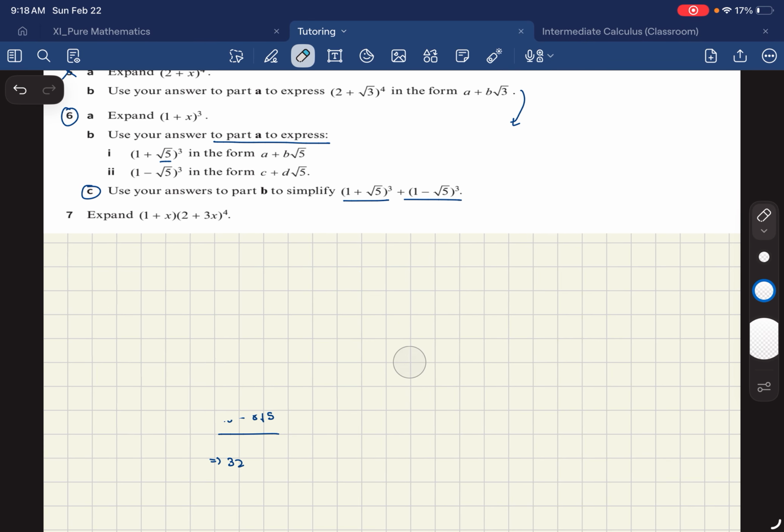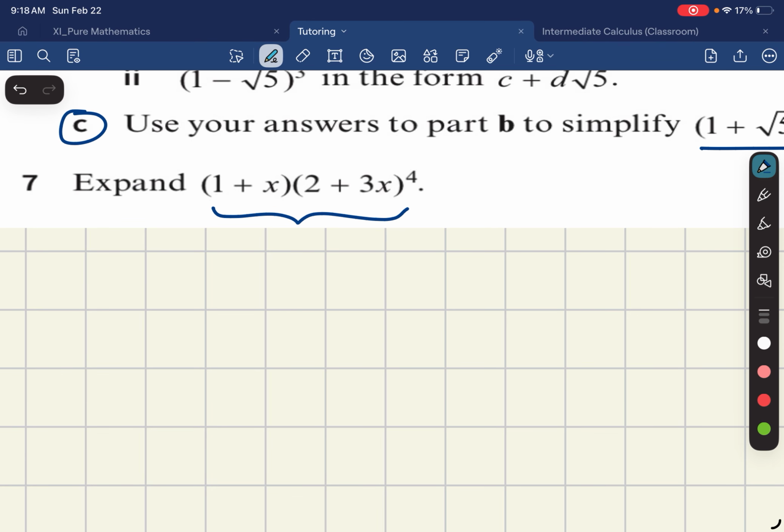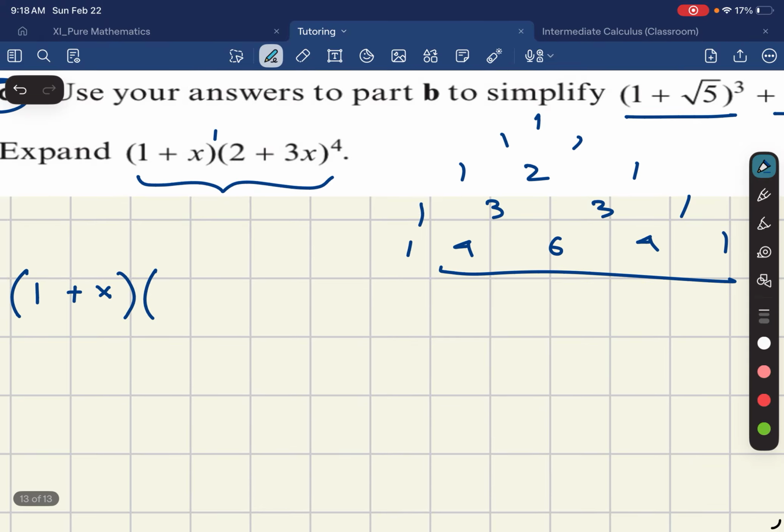And for question 7, so 7 is sort of important because now you're expanding two different things. And to do so, you just expand them individually. So 1 plus x to the power 1 is just this. And you expand this using Pascal's triangle or using the formula. So let's just use Pascal's triangle. 1, 1, 1, 1, 2, 1, 1, 3, 3, 1, 1, 4, 6, 4, 1. So this is going to be the expansion for n is equal to 4.